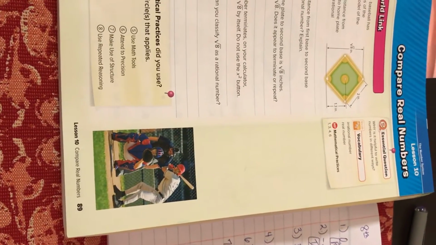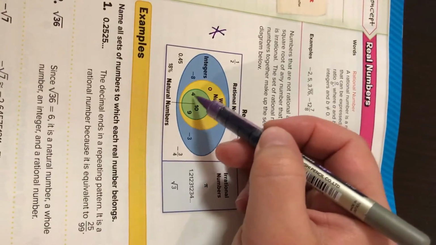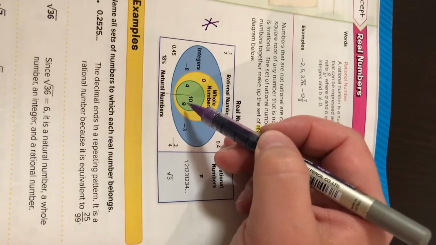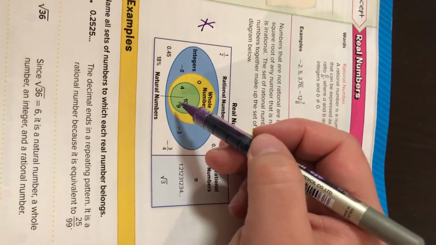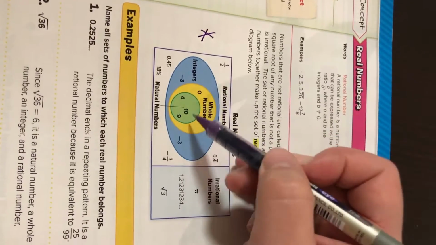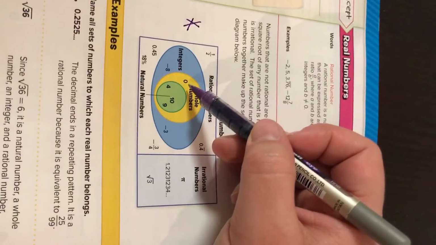The last section in chapter 1 is lesson 10, comparing real numbers, and it's on page 89. This will be easier since we have calculators, but you do need to have this picture pretty much memorized. So if we look, natural numbers are these ones in the middle. That's all the positive numbers with no decimals. Positive, no decimals, that's natural. Whole numbers are all of the natural numbers, but also including 0.